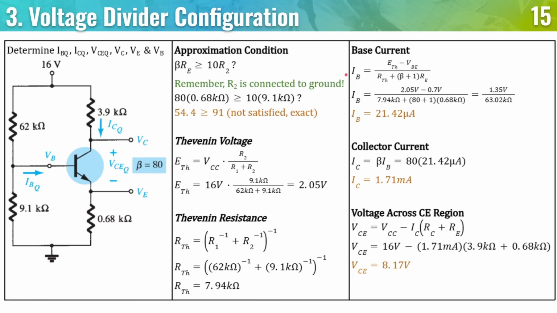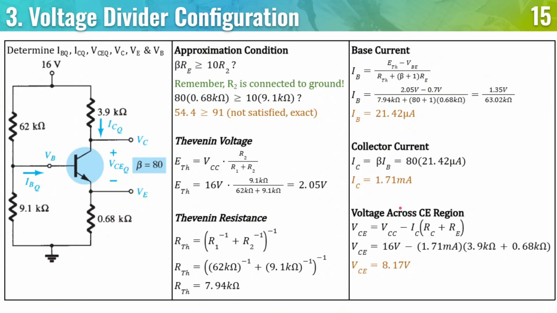For the base current, this formula is a bit hard to memorize, but just remember, for the base current, it is the Thevenin voltage minus the voltage drop all over the Thevenin resistance plus the emitter resistance as seen from the base. So that is how you memorize it. If you're not sure, you can do KVL, but it's time consuming. So substituting all of that, you have 21.42 microamps. The collector current, as always, is computed with beta times IB, so you have 1.71 milliamps.